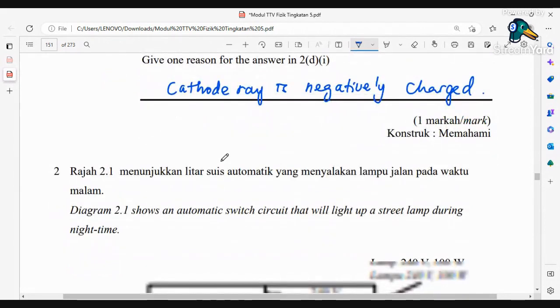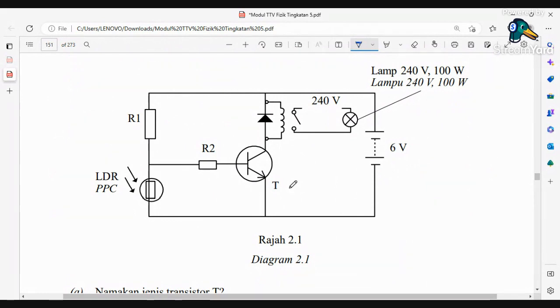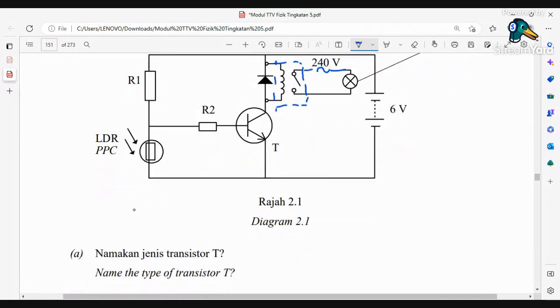Number 2, an automatic switch will light up a street lamp during night time. So it functions as an automatic switch. There is also a lamp that requires high current, so we have a relay switch here. So use an LDR, light dependent resistor. No light, R of LDR increases.